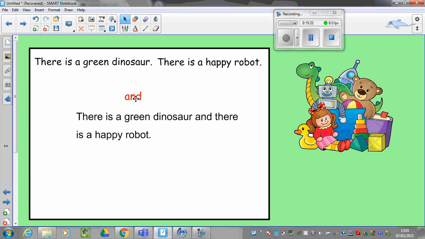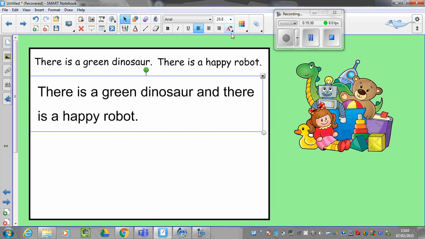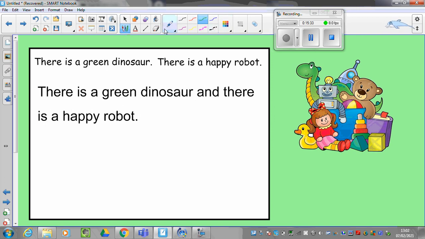Let me get rid of this and, because I've already got my and here. And what I then want you to do is highlight. Now we went over what highlighting means last week. Highlight where you have used your and clause, or you can colour it in, or you can write it in a different colour. Okay. If you want to really extend yourself, I want you to really aim high, mountain goats, really challenge yourself, try and describe using an adjective. So there is a green dinosaur, there is a happy robot, okay? Not just there is a dinosaur and there is a robot.